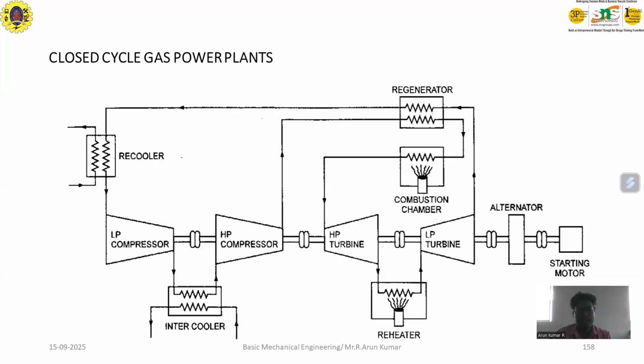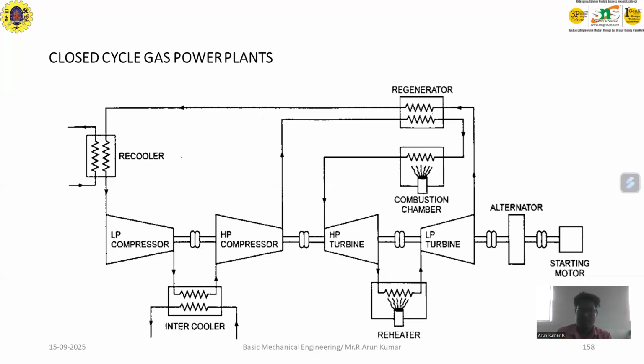Here also, what are the components? The main elements are the low pressure compressor, high pressure compressor, high pressure turbine, low pressure turbine, alternator, and starting motor. In between the low pressure compressor and high pressure compressor, the intercooler is connected, and between the high pressure turbine and low pressure turbine, I have to connect the reheater.